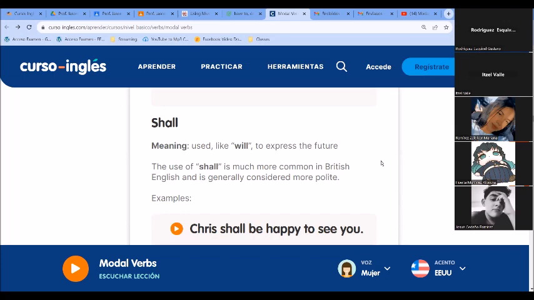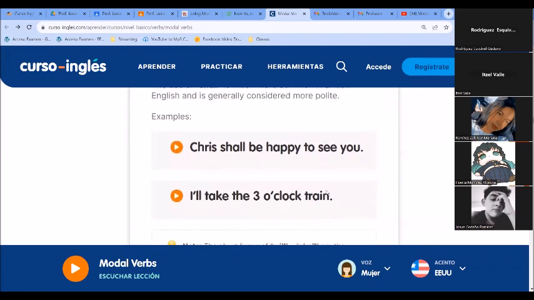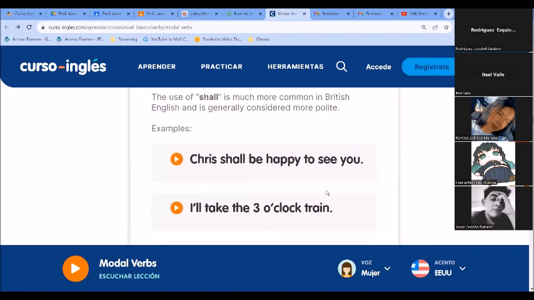Shall. Many use it like will to express the future. The use of shall is much more common in British English and is generally considered more polite. Example: Chris shall be happy to see you. I shall take the 3 o'clock train.